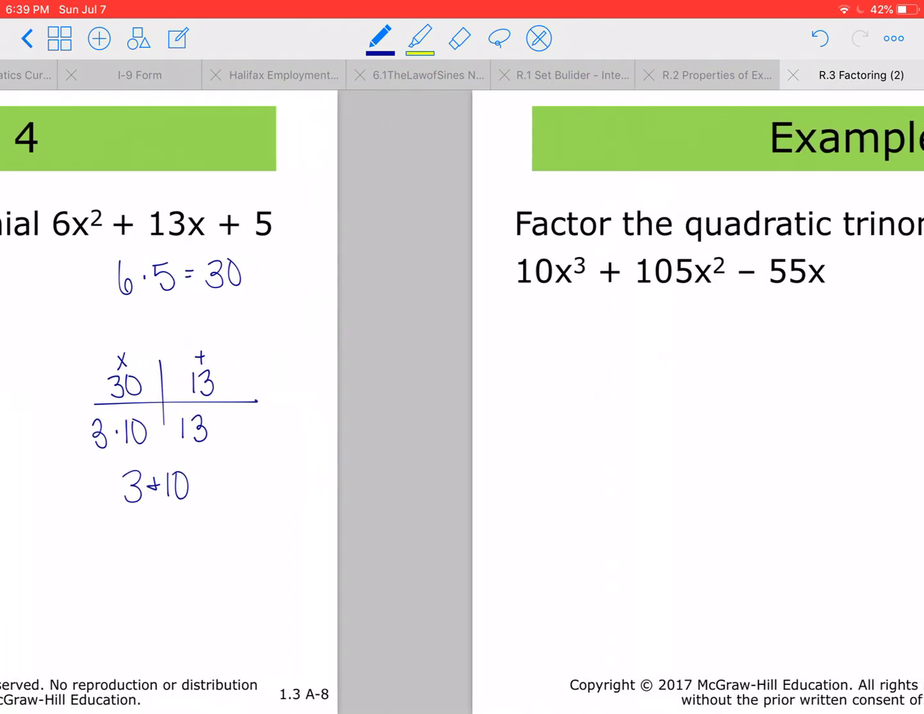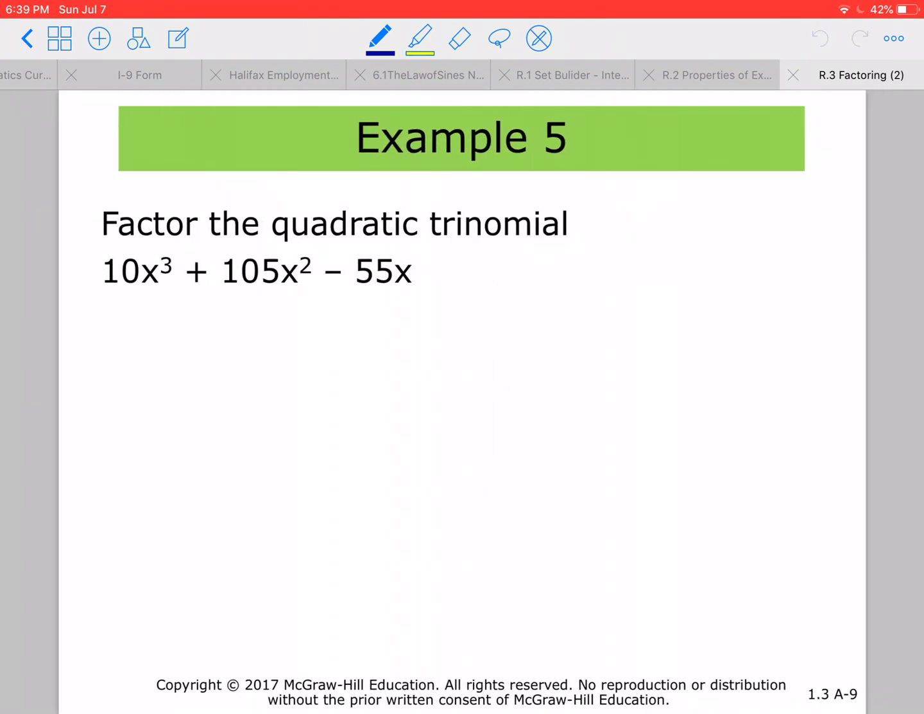Next example. Now this example, you're looking at it and you're like, oh my gosh, these are huge numbers. If we multiply, it's going to be crazy. Well, the nice thing about this is that we could factor out something first that will help get our numbers smaller. So what we can do is we've got 10, 105, and 55. What could factor out of all of those? A 5.